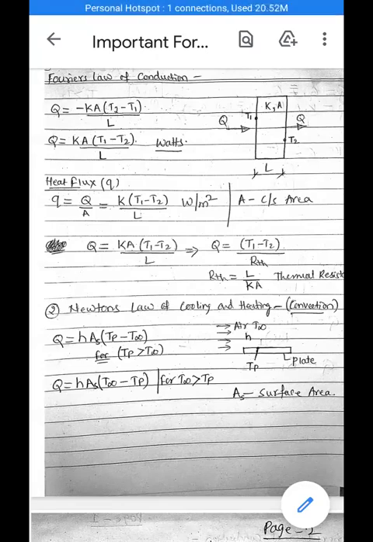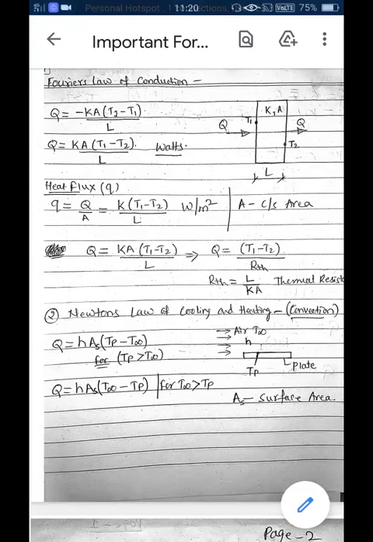The minus sign is there. Because the T2 value is always less compared to T1, to make the value of Q positive, we are rearranging it. Q is equal to K into bracket T1 minus T2, right? Otherwise, the bracket value T2 minus T1 is always negative. So rate of heat transfer Q is equal to K into bracket T1 minus T2 by L. This is the equation for Fourier's law of conduction for a single slab.